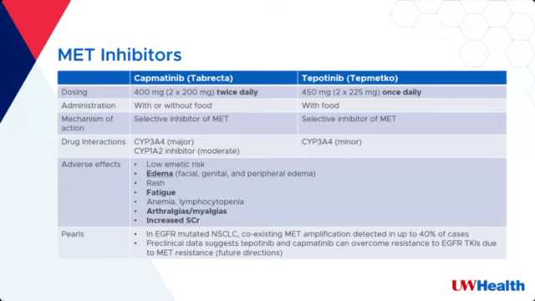This is dosed at 400 milligrams twice a day with or without food. It's a very selective inhibitor. We can see some drug interactions with this one. Tepotinib or Tepmetko is dosed at 450 milligrams once a day and must be taken with food. Fewer drug interactions with this one. They have very similar side effect profiles.